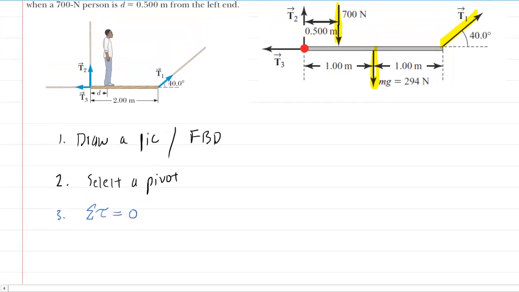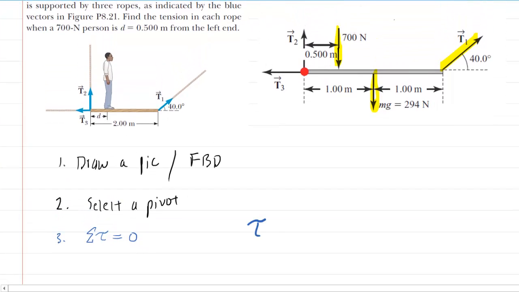Now, let's furthermore recall that torque, just in general, is equal to a force times the sine of an angle times the distance from the force to the pivot. So we're going to be using that equation for our analysis. And finally, recall that if a torque causes a clockwise rotation, it's considered negative torque. If it produces a counterclockwise rotation, then it's considered to be positive torque.